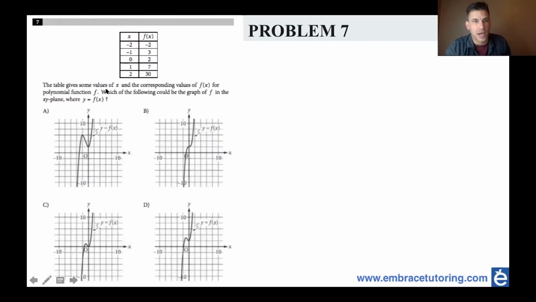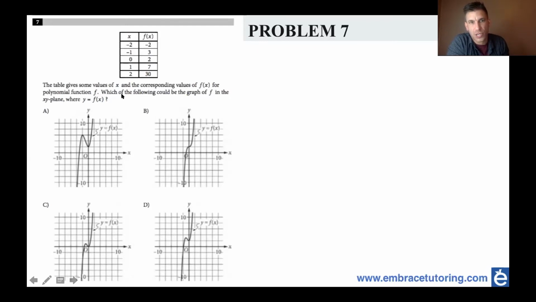So here I have a large table, and I have a number of different graphs. All right, so here's your SAT hack or tip for the day. Whenever you have a large table and a bunch of graphs, one of the things you're going to want to do is generally start with your y-intercept. So go where x equals 0, because it says the table gives some values of x and corresponding values of f of x, meaning, once again, whenever they tell you f of x, you are thinking y. You're always thinking y.